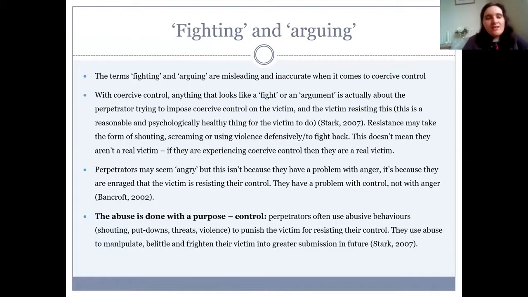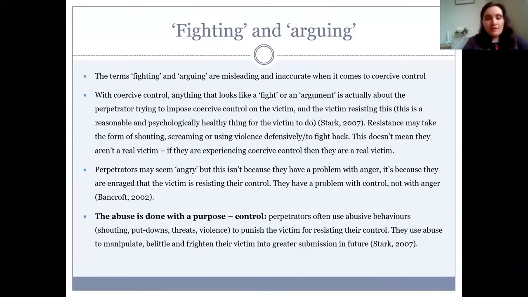And then I want to take a quick look at the idea of fights and arguments, because these are really misleading when it comes to coercive control. When there's coercive control, anything that looks like a fight or an argument is actually about the perpetrator trying to impose the control on the victim and the victim resisting this. And that resistance is, of course, a reasonable and psychologically healthy thing for the victim to be doing. Resistance may take the form of shouting or screaming or using violence defensively or to fight back, but this doesn't mean they aren't a real victim. If they're experiencing coercive control, they are a real victim.